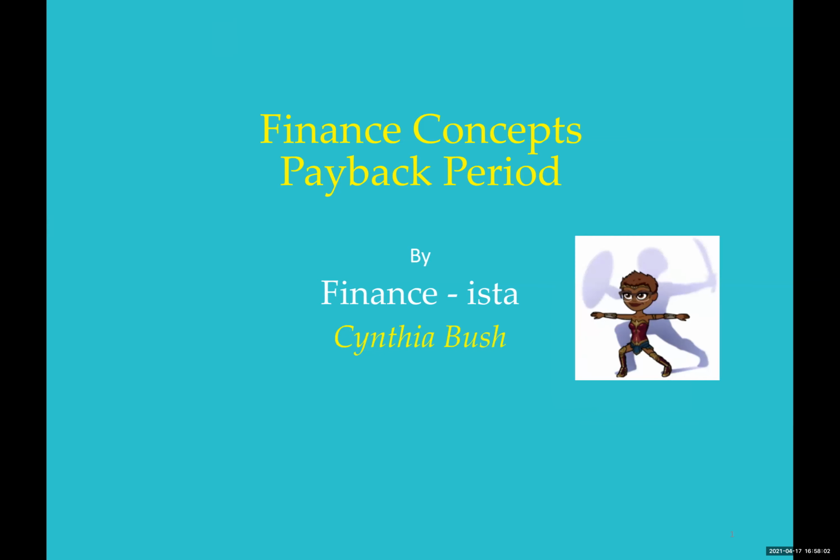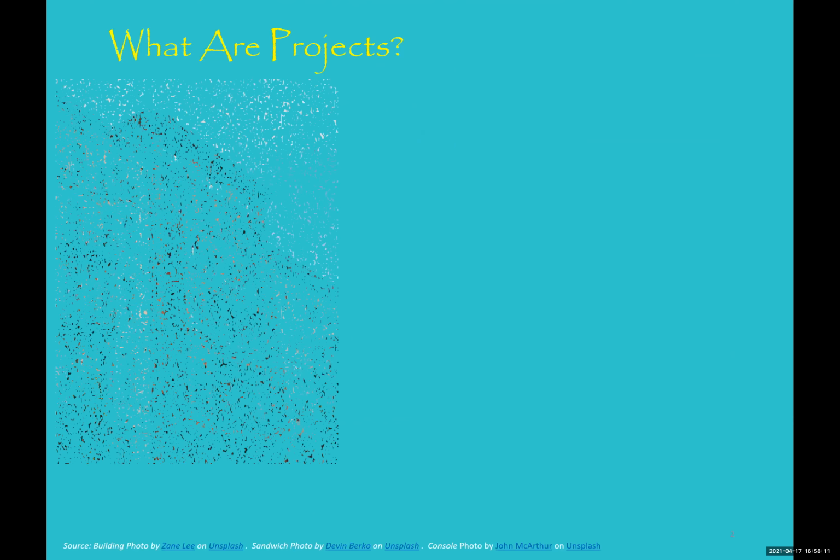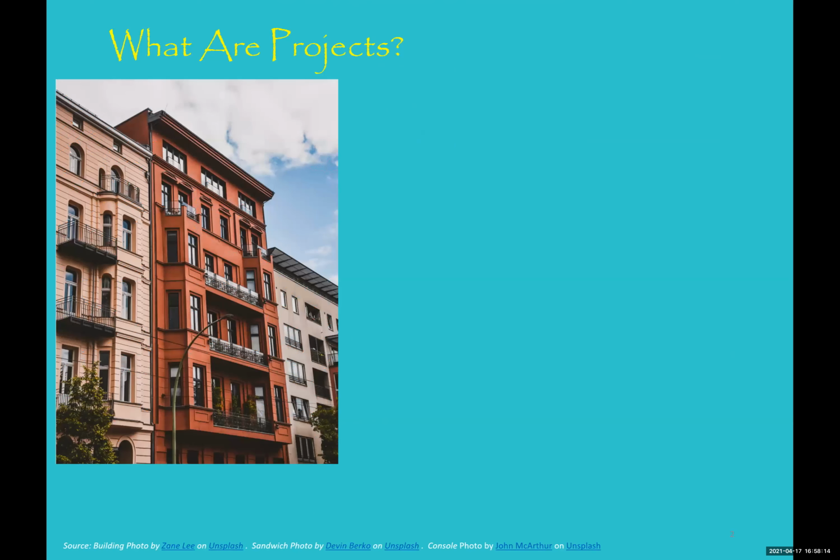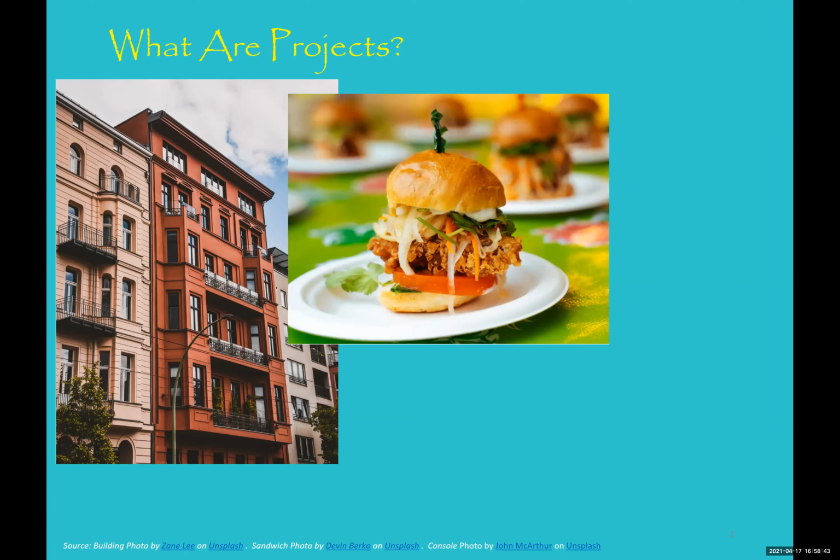Today, we're going to talk about evaluating projects using the payback period method. So first, what are projects? Well, projects are anything where you're expecting a cash outflow, typically upfront, and you also expect cash inflows over the life of the project. An example of that would be buying an apartment building. The cash outflow would be the initial cost to purchase the apartment building. The cash inflows would be the rents that you receive from the tenants minus any operating expenses to run the apartment building each year. So that's one example of a project.